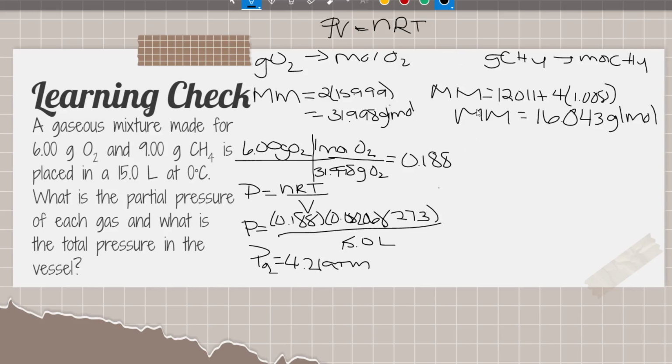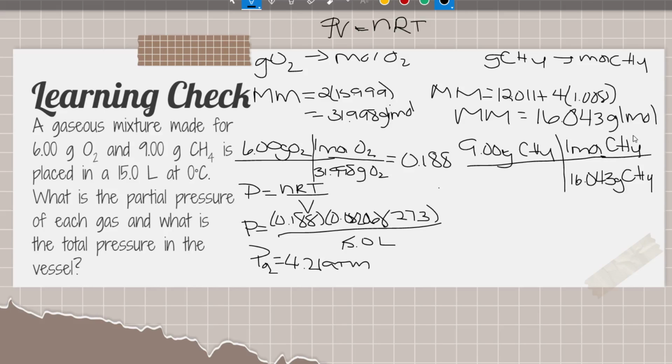Now we look at our CH4. So we have 9.00 grams of CH4, and we want to go from grams, so 16.043 grams of CH4, to moles of CH4. And so, rounding to 3 sig figs, that's going to give us 0.561 moles of CH4.